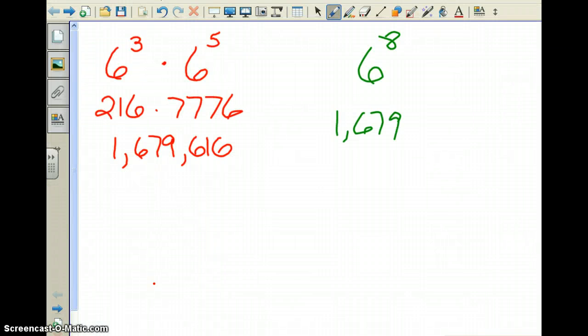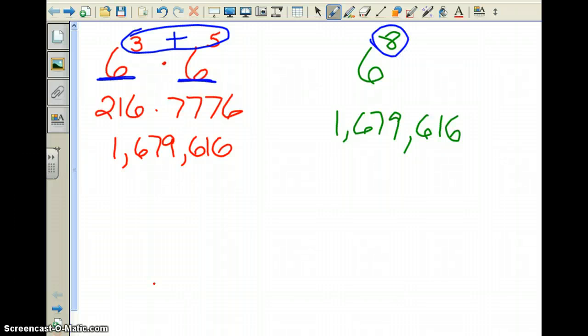So this should lead you to our next law of exponents: when you are multiplying two terms with the same base, you can just add the exponents together. 3 plus 5 gives us 8, and we keep that same base. So on your next index card, let's record this law.